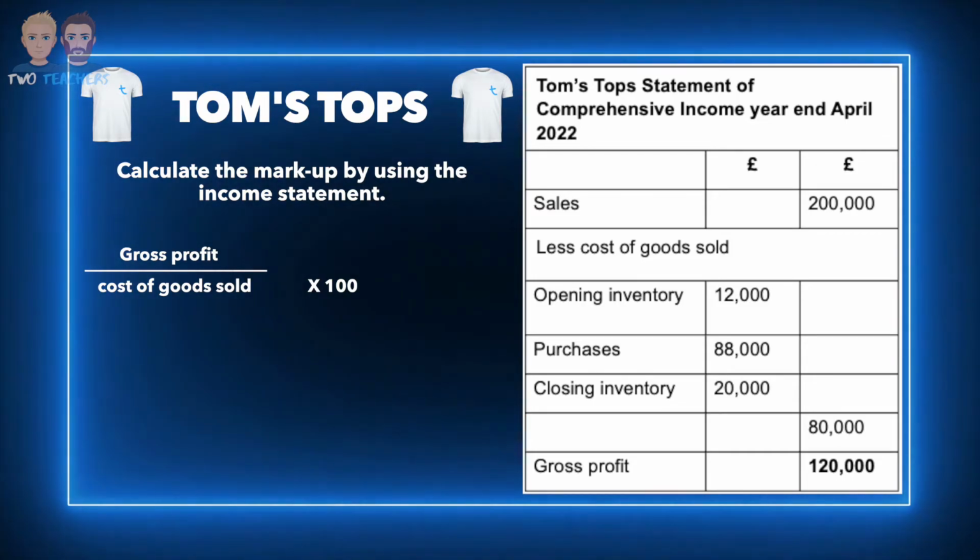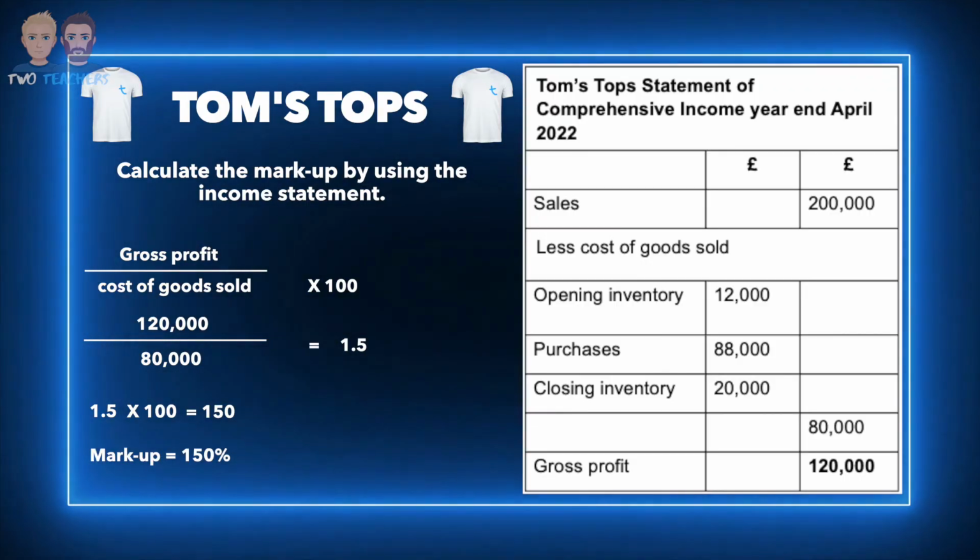We have a gross profit figure of £120,000 and a cost of goods sold figure of £80,000. 120,000 divided by 80,000 equals 1.5. Then we times that by 100. In this case, the markup for Tom's Tops is 150%.